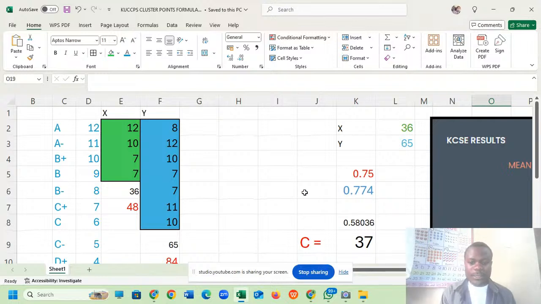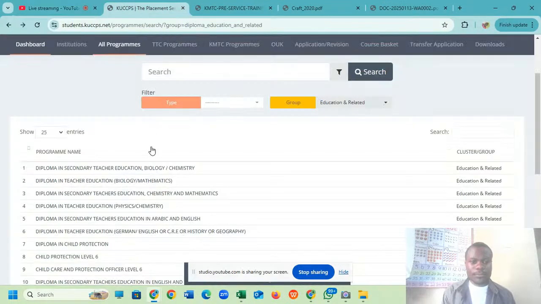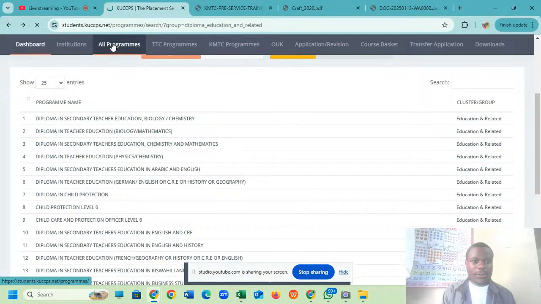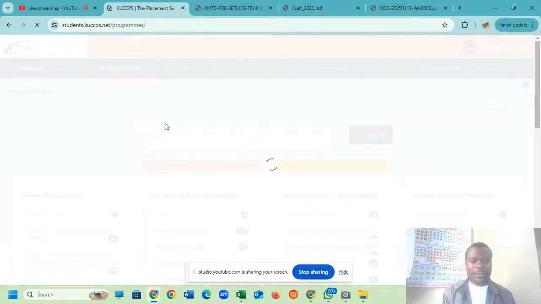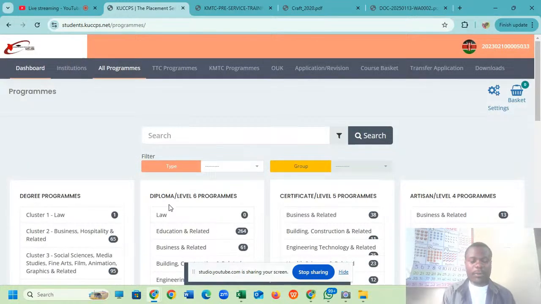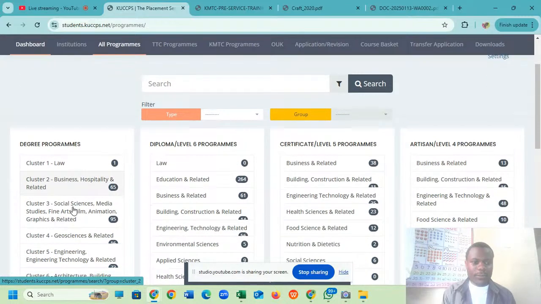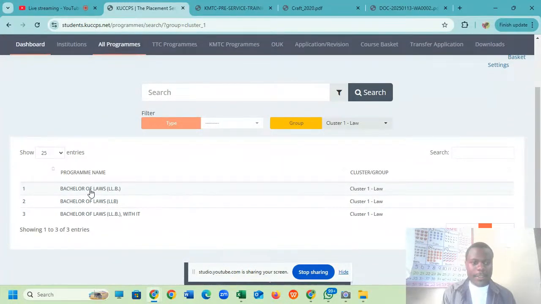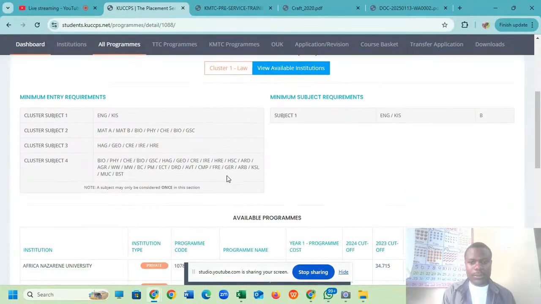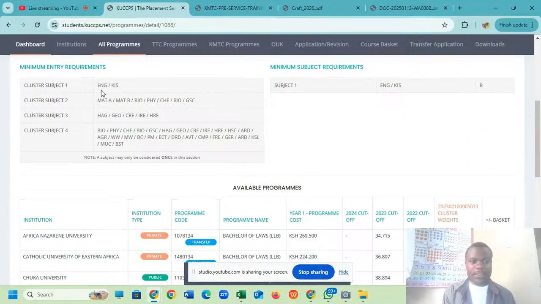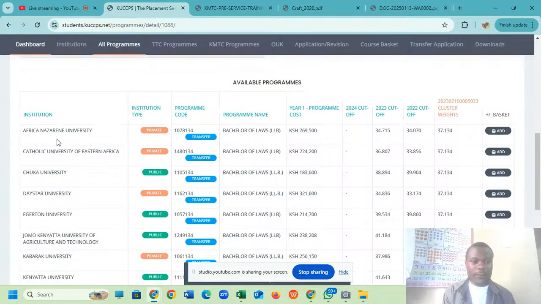But now this is the general answer. When you go to the KUCCPS portal, you will find that each course has different cluster points, but all of them will be varying between 37 to 37 point something. So for example, law, when you consider bachelor's of law, here they'll be indicating the subject requirements. Then in this section, we shall have all the universities.